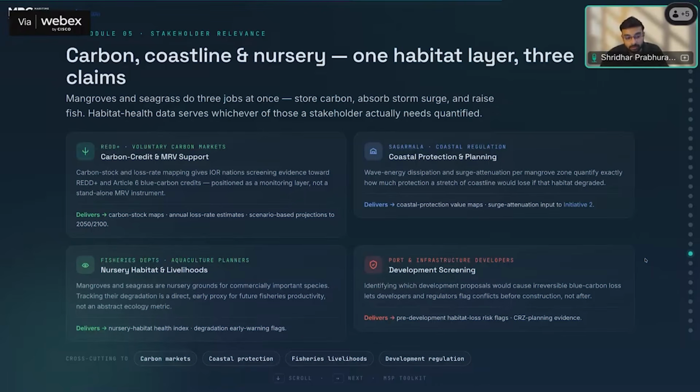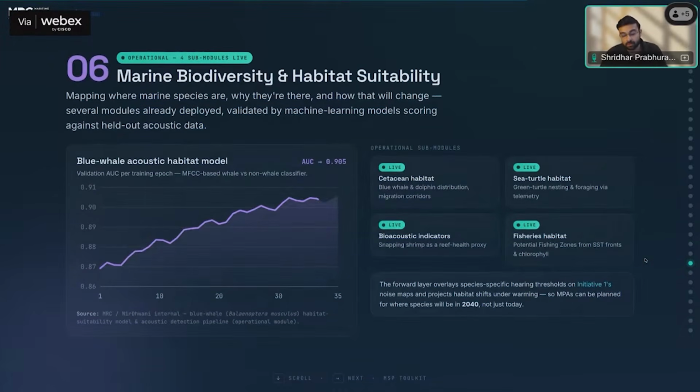And that's something that we want to be aware of. So that's broadly what we are covering as part of this initiative. Now, lastly, marine biodiversity and habitat suitability. We have habitat, like cetacean habitat, sea turtle habitat, fisheries habitat. All of these, we have snapping shrimps, and all of these that I'm talking about is live today. This is something that we can see today in the MSP toolkit that we have.